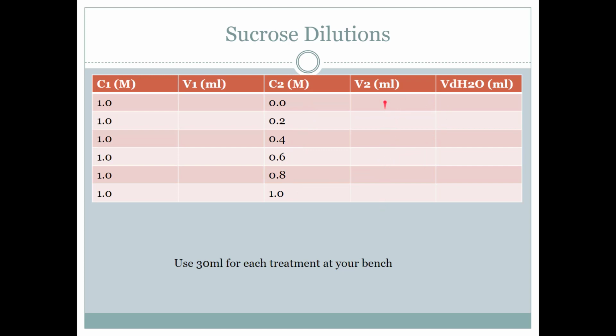That would be this column here, V2. You'd use the mass balance equation to figure out how much stock solution you needed and how much water you needed to add. I will assume that you know how to do that. You might want to work on this table if you're uncertain, because you'll be quizzed on it a lot.